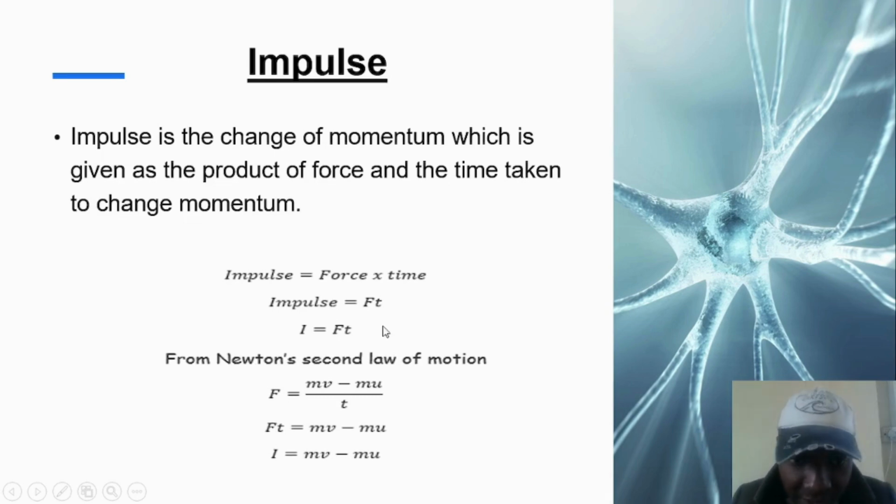Now from the second Newton's law of motion, force is equal to mass multiplied by the change in velocity over time, so mass times the final velocity minus mass times the initial velocity, over time. If we multiply F with t, we get mass times final velocity minus mass times initial velocity. So F times t is simply the impulse. So impulse is equal to mass times final velocity minus mass times initial velocity. That's how you can relate the impulse with the second Newton's law of motion.